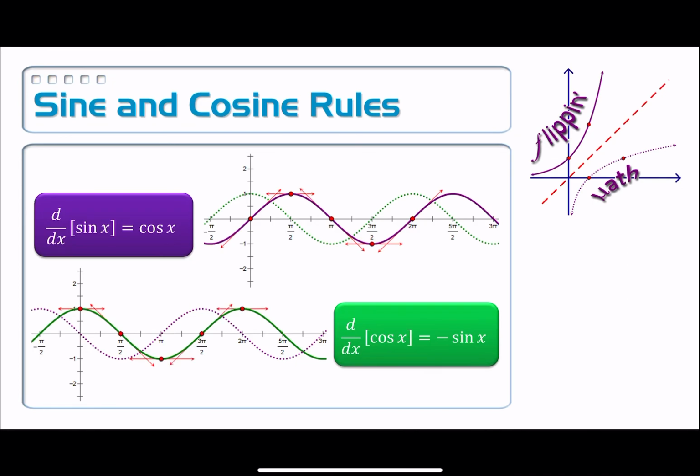All right, in the next video, we're going to attempt to actually prove this. We used just graphical evidence to suggest that each of these derivative rules are what they are, but now we're actually going to use the limit definition to prove them.